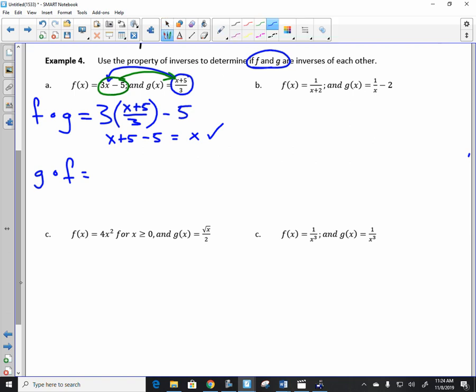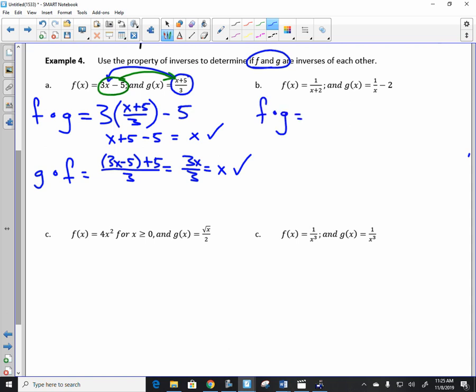If I do that, I get 3x minus 5 plus 5 over 3. What cancels? What cancels first? No, the 5s. So we get 3x over 3 is equal to x. Not too bad, huh? What's different about the next one?